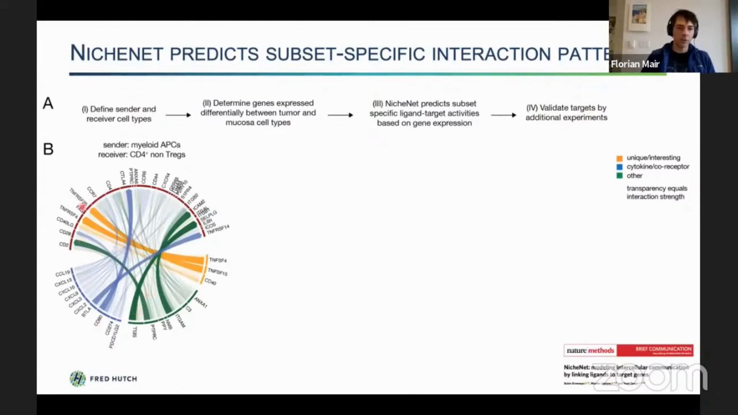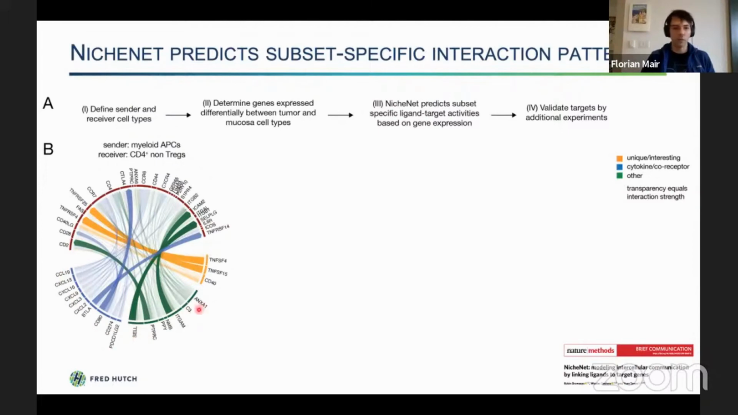Over here is a circos plot that we use to evaluate the data, and that might look really complicated and overwhelming, so let me walk you through this. Up here, you can see the receptors that were found to be expressed on the receiving cell population, which in this case would be the CD4 non-Treg cluster. And down here, you can see the ligands expressed by the APCs. And I grouped them into three different groups. Over here, blue is cytokine co-receptors, such as these and these.